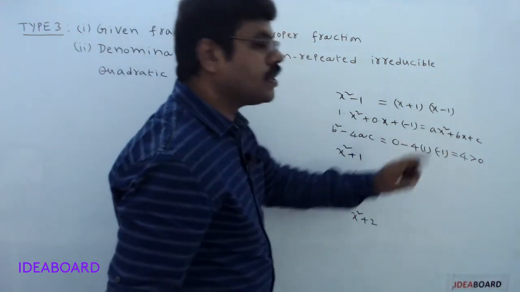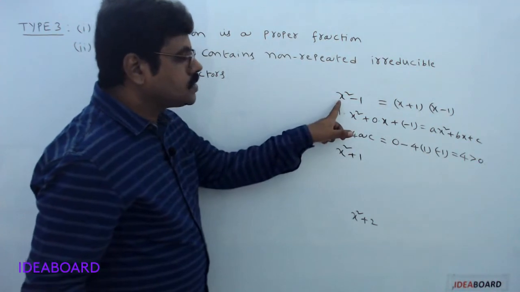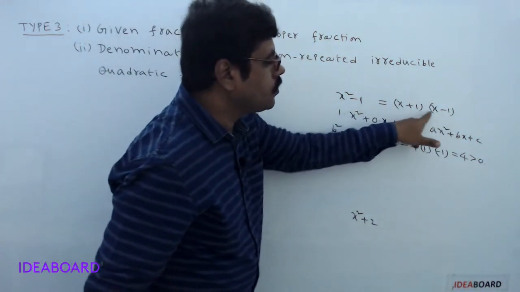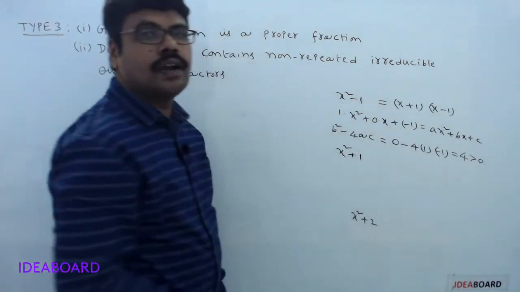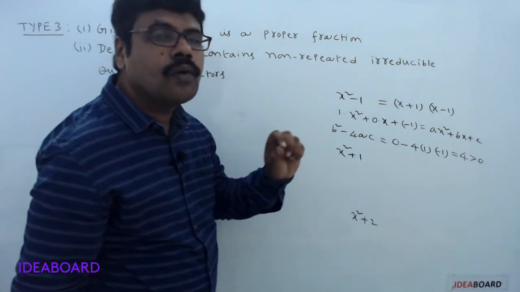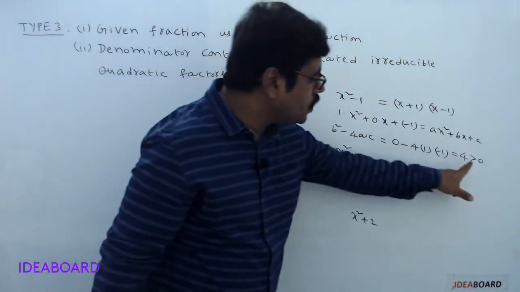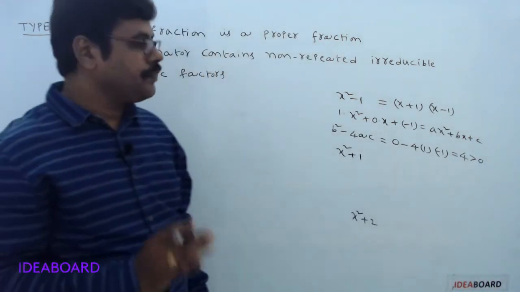Discriminant value greater than 0. It means we can express the second degree expression as a product of two linear factors. So that's why this expression is called a reducible quadratic factor. Simply, discriminant value greater than 0 means definitely you are getting the factors.